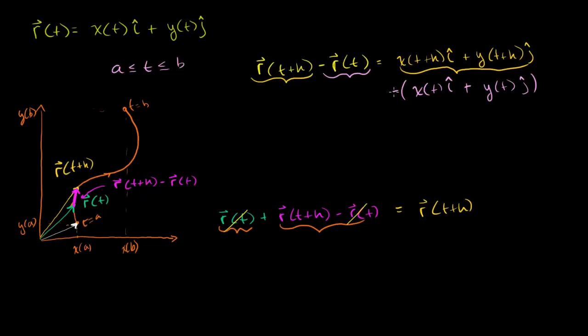If you distribute this minus sign, you get a minus x of t and a minus y of t. And in vector addition, and you might need a little review on this if you haven't seen it in a while, you know that you can just add the corresponding components. You can add the x components and you can add the y components.